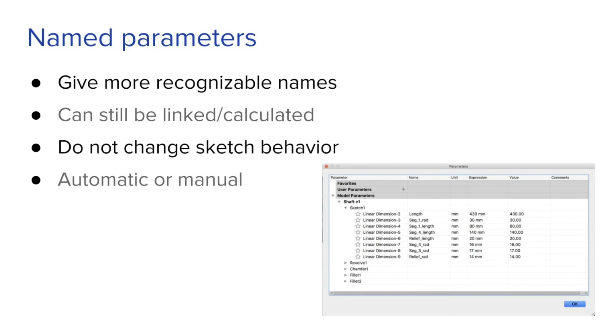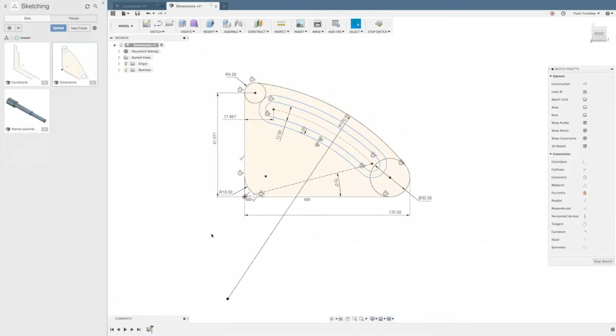The whole point is that the names can be more recognizable and a little easier to work with. They can still be linked and calculated off of one another. They don't change the way dimensions work in the sketch. However, they can add some significant power. And the named parameters can be updated either manually or automatically. So let's go ahead and take a look at how that looks.